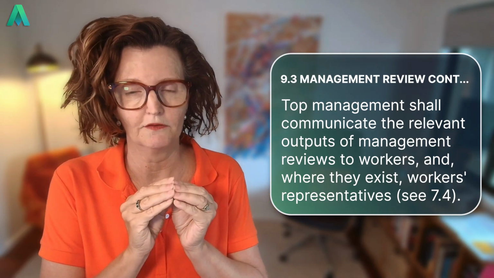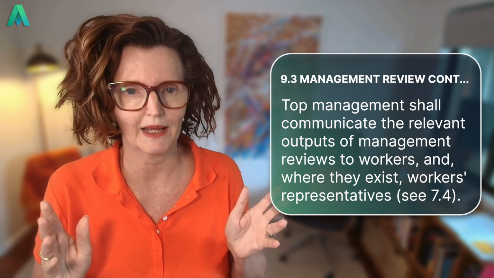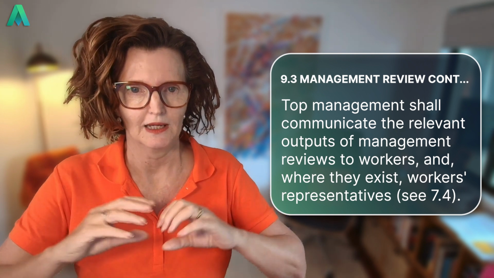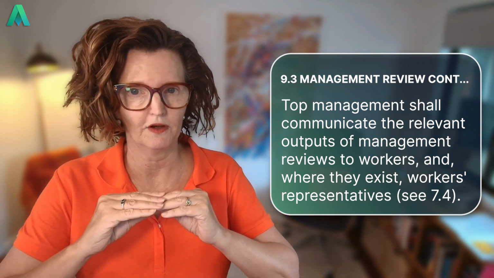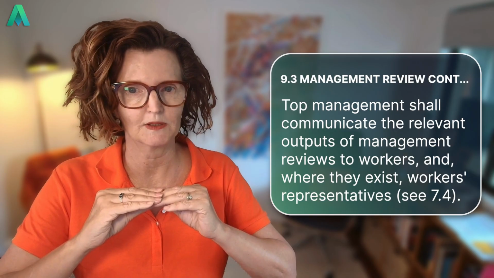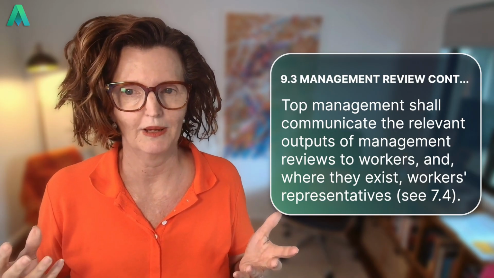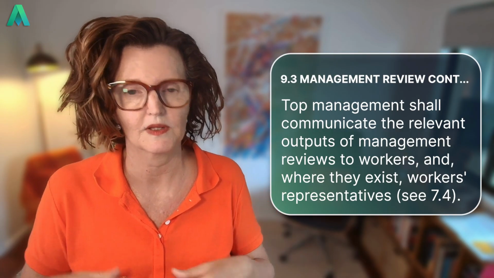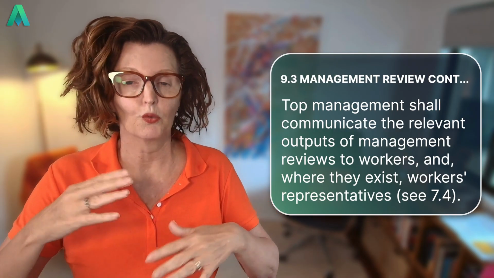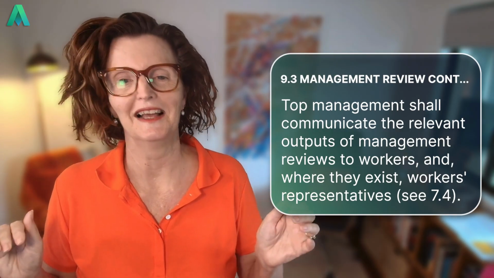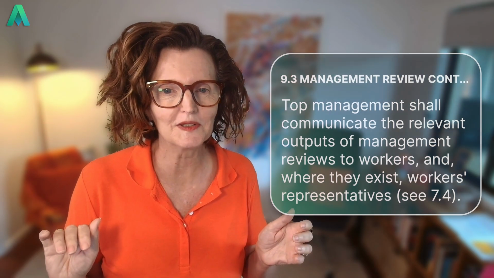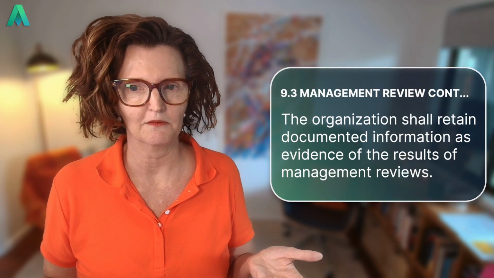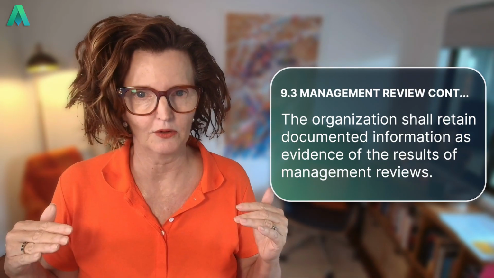This is unique to 45,001 because it's all about the workers. All right, so in this instance, if you have a 45,001 OH&S management system, any outputs from your management review are to be communicated to your workers. I have already shared with you the very last sentence in this clause, which is about retaining documented information. That finishes the clause off.